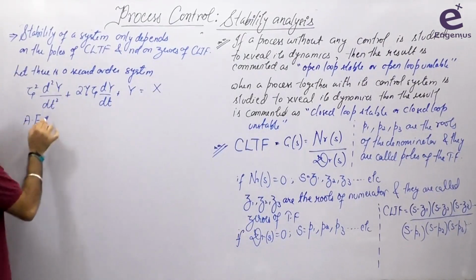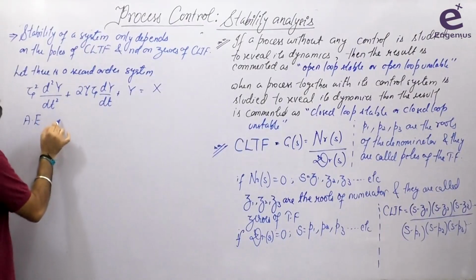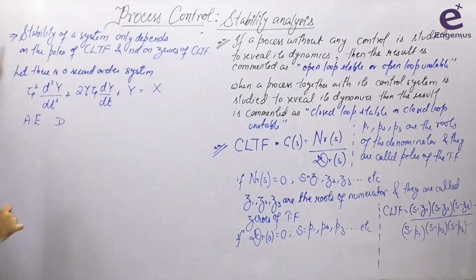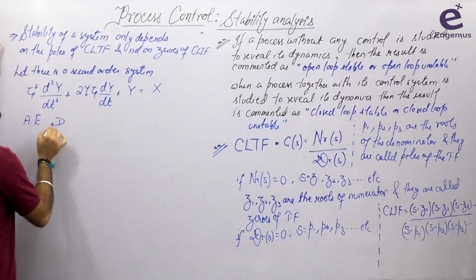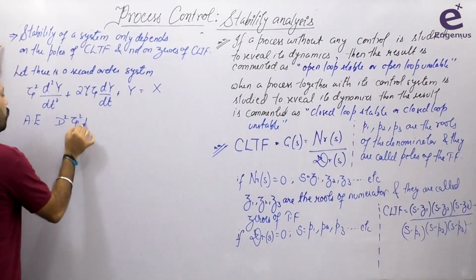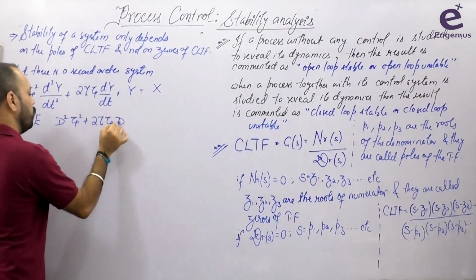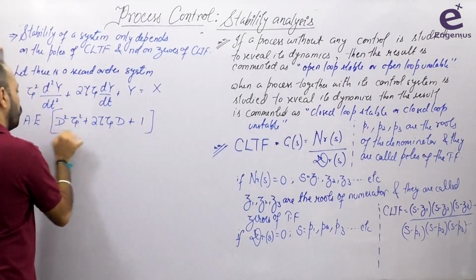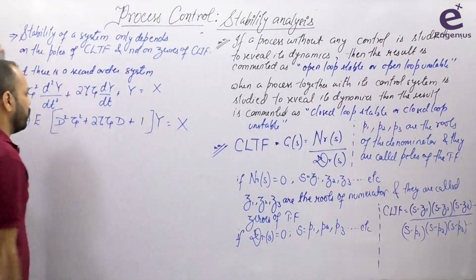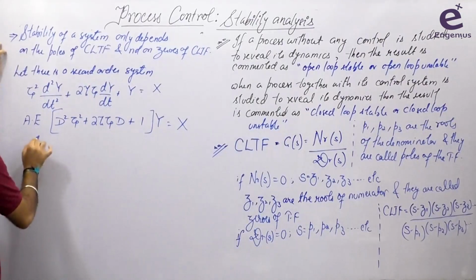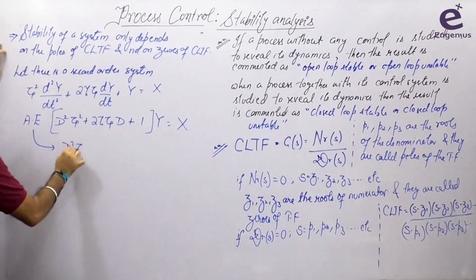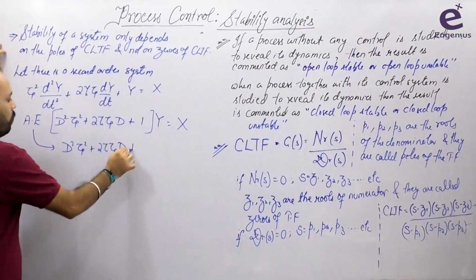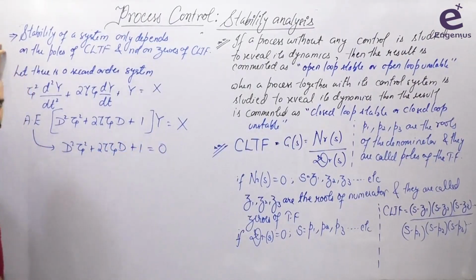Do you remember how to write the auxiliary equation? You'll write this as tau p square D square plus twice zeta tau p into D plus 1, multiplied by y is equal to x. I can write this equation where D is the differential operator. And what is the auxiliary equation? Auxiliary equation will be D square tau p square plus twice zeta tau p into D plus 1 is equal to 0. This is the auxiliary equation.